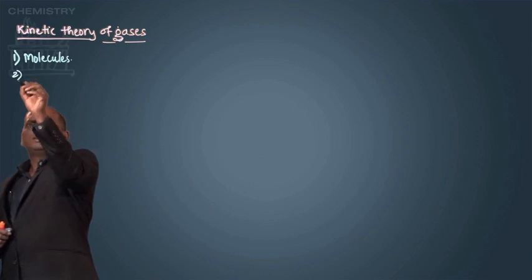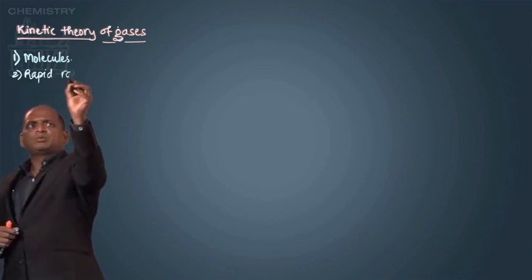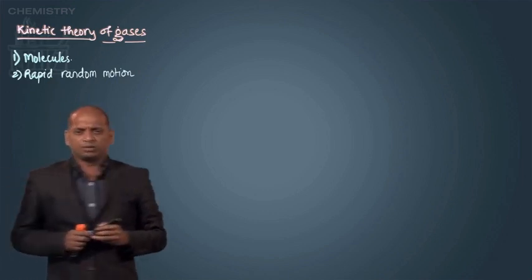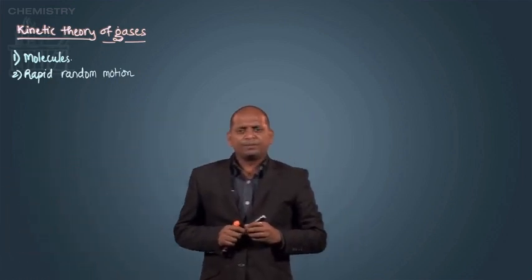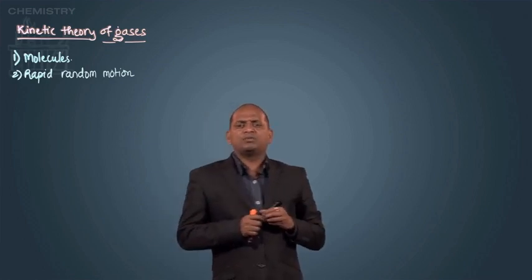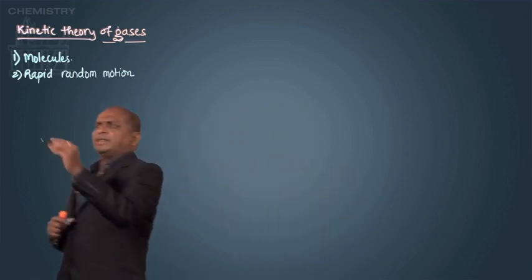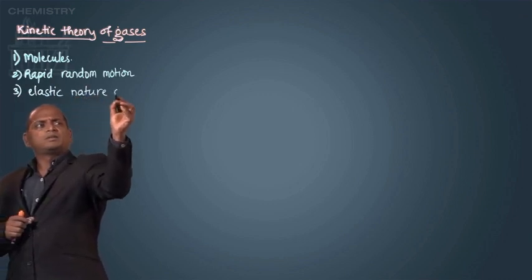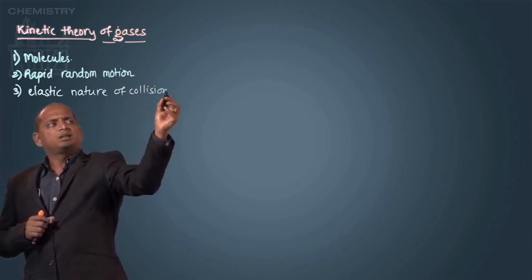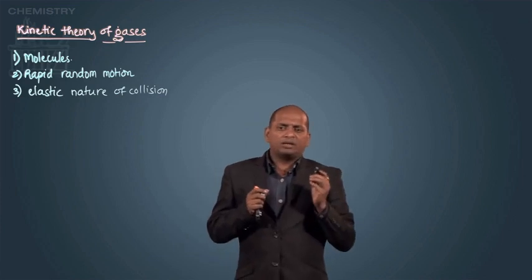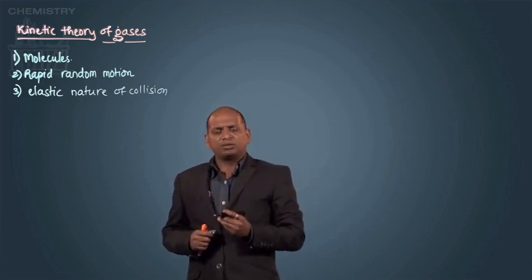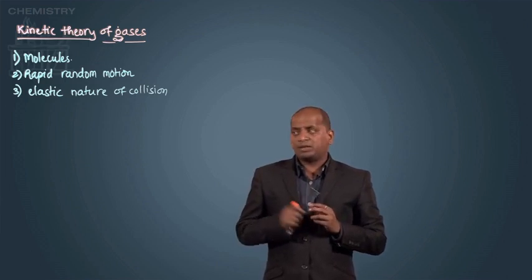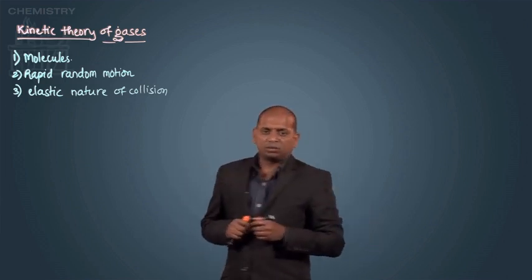Rapid random motion of the molecules, and since they are in rapid random motion, they collide with each other and with the walls of the container. And that collision is elastic in nature. So what do we mean by elastic nature? The energy before collision and after collision remains the same. So there is no loss of energy after collision of molecules. Hence that collision is called elastic collision.